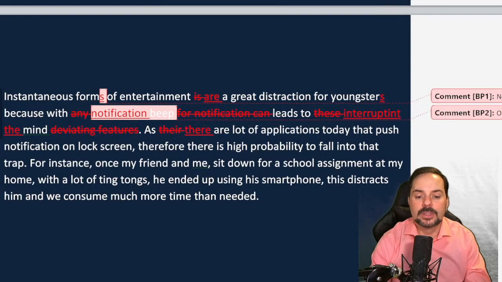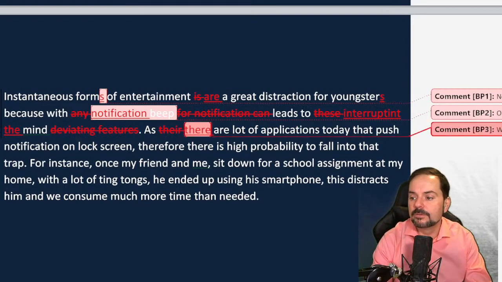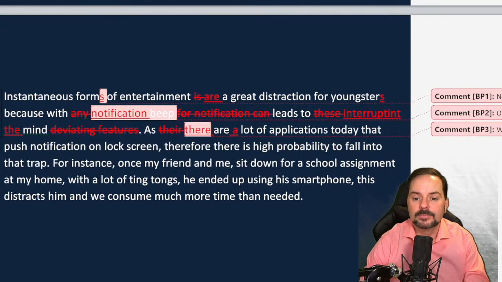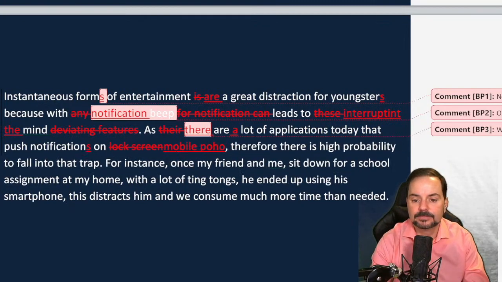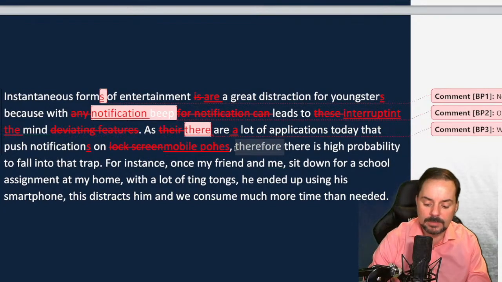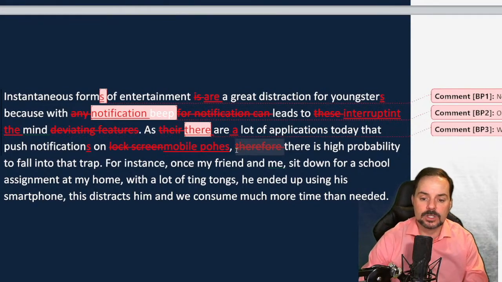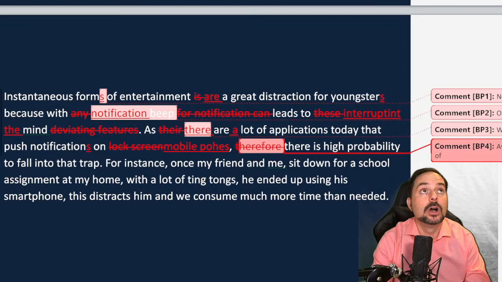As there are, okay, this is a word form mistake. So instead of there, T-H-E-I-R, it should be T-H-E-R-E. So this would be a word form, okay. As there are a lot of applications today that push notifications on mobiles instead of lock screens. Instead of therefore, you don't need therefore because it's a double conjunction. You have as here, Harwinder, so you don't need therefore. So avoid, this is very confusing, so avoid double use of conjunctions.